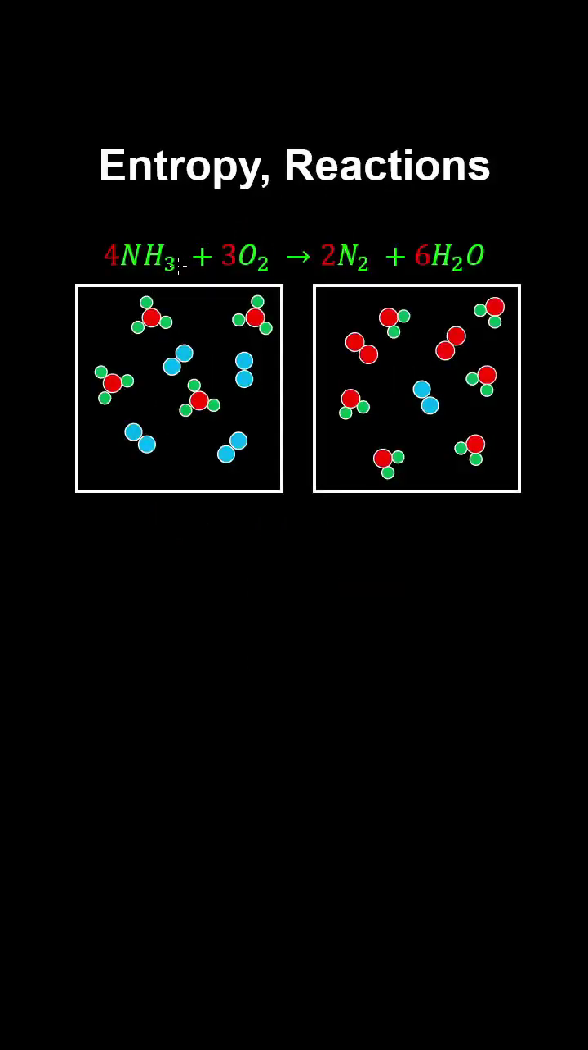Suppose we have a reaction involving gas phase reactants or products. So in this case, ammonia and oxygen are in a gaseous state and react to produce nitrogen gas and water vapor. So we have the entropy of the reactants and the entropy of the products. And because we have fewer moles of the reactants, being 7, compared to 8 moles of product, then the product will occupy more microstates, and therefore the disorder or entropy of the products is higher than that of the reactants.